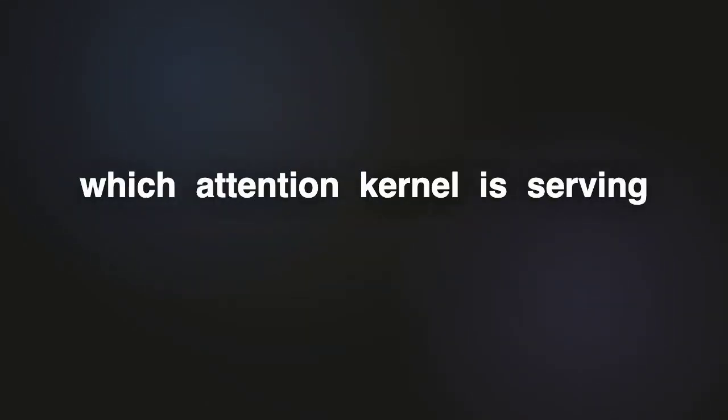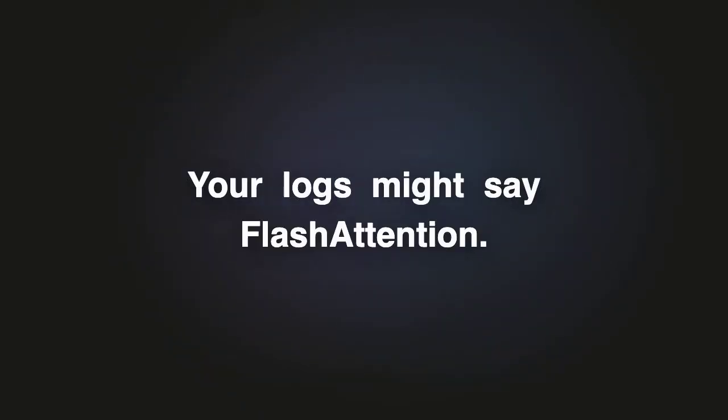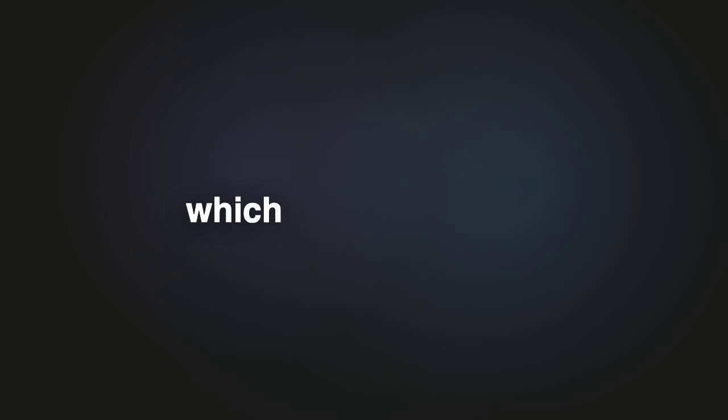Quick question. Do you actually know which attention kernel is serving your Gemma 4 requests right now? Not which one you configured, which one is actually running. Because Gemma 4 mixes head_dim equal to 256 on most layers with head_dim equal to 512 on 4 global layers. And that split can silently push your server onto a slower backend with 0 error, 0 warning. Your logs might say flash attention. Your throughput says otherwise.